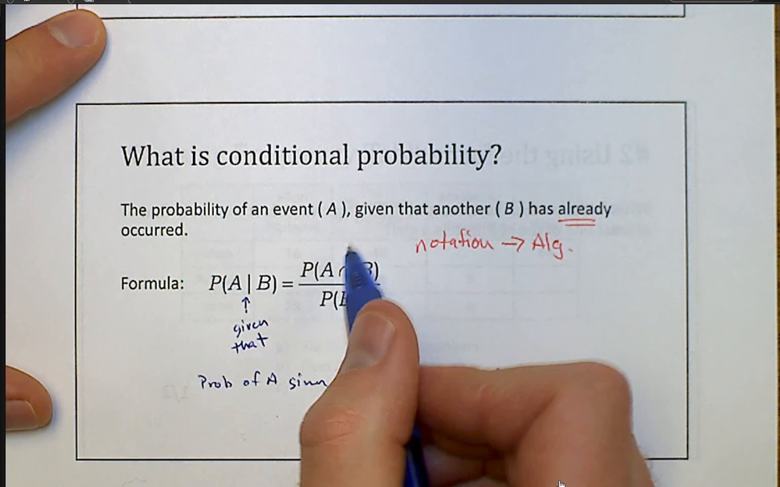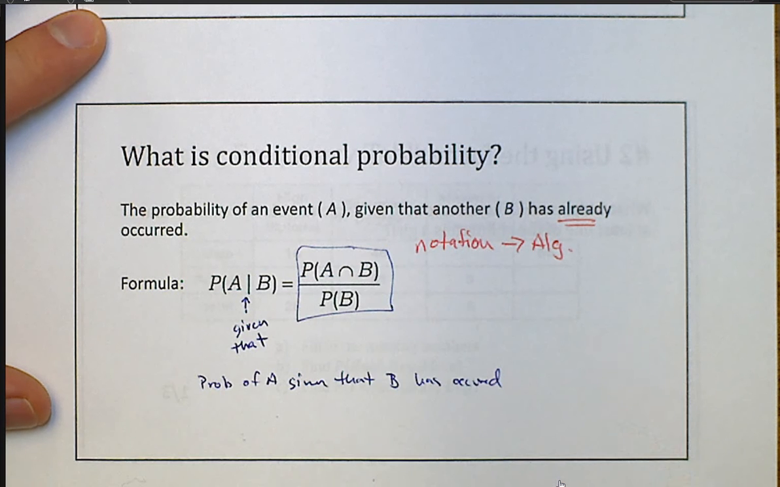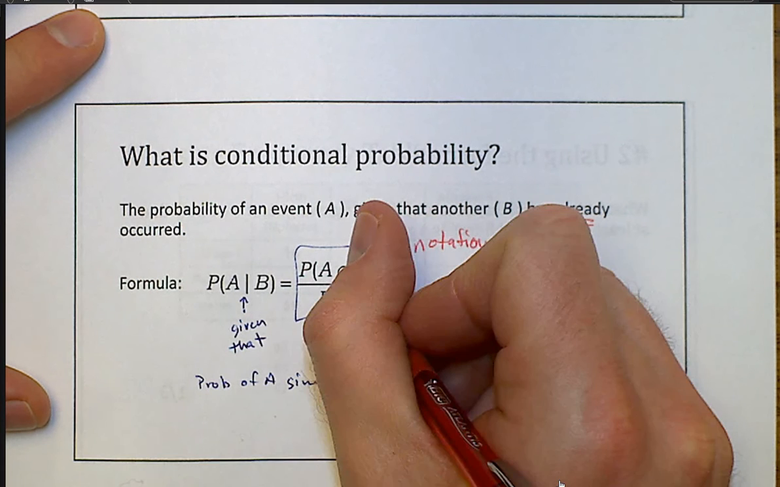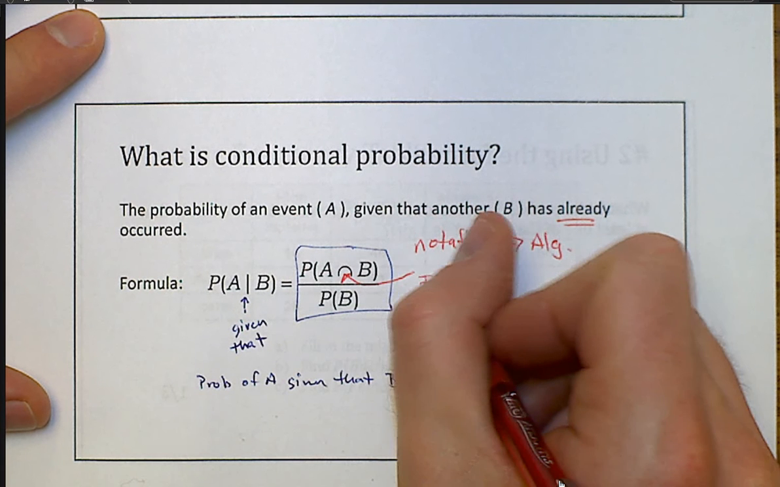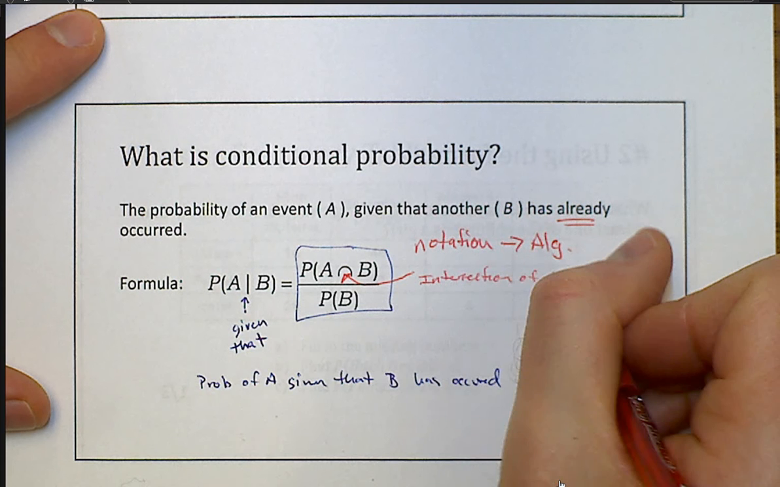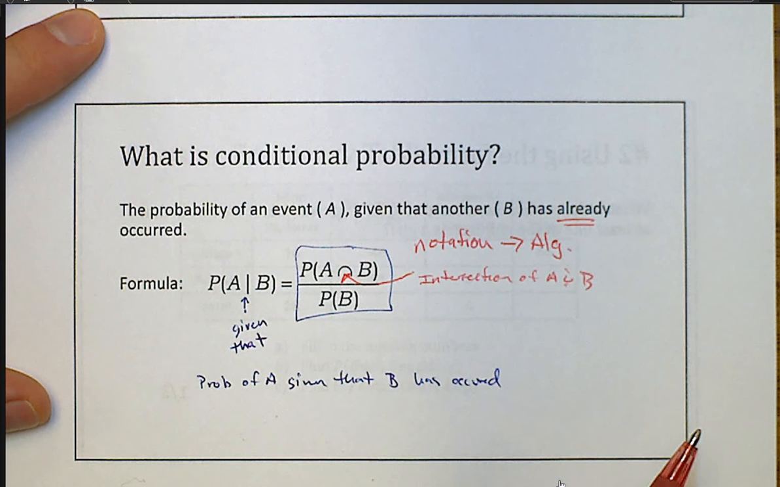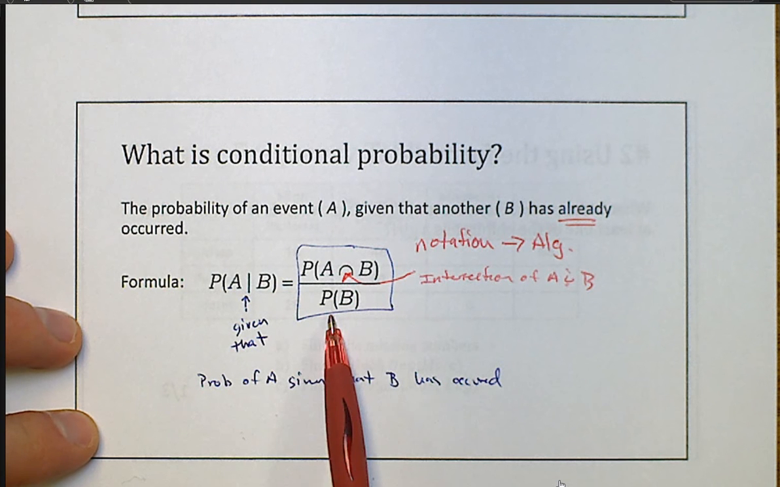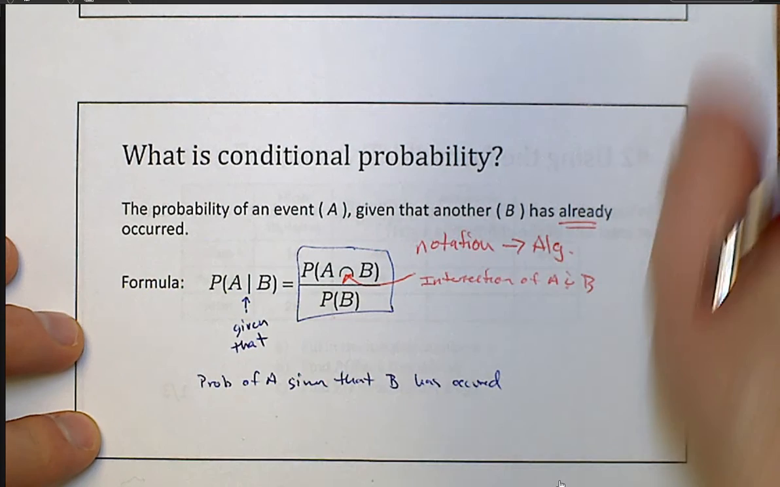Here is the nuts and bolts of the formula. This part right here is the intersection of A and B. Okay? So the probability of A and B taking place over the probability of B. That's the fraction that we're going to set up. So you'll see that take place here in a couple of the examples that we do.